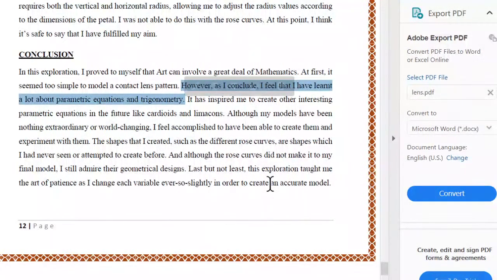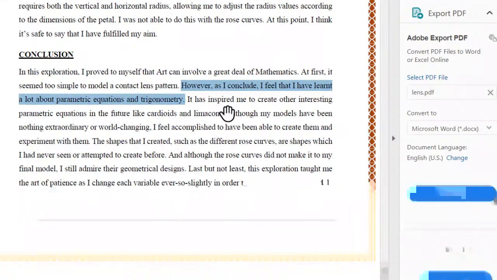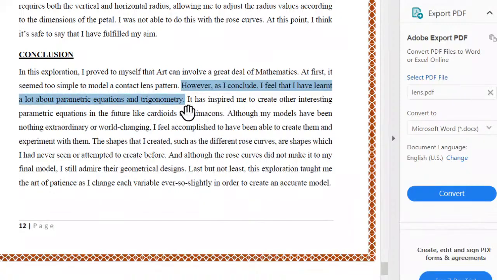Yes, it is good personal engagement. It has inspired me to create other interesting parametric equations in the future. Although my models have been nothing extraordinary or world-changing, it's not quite the reflection they're looking for, but they're getting the reflection earlier. Oh, this is just the conclusion.